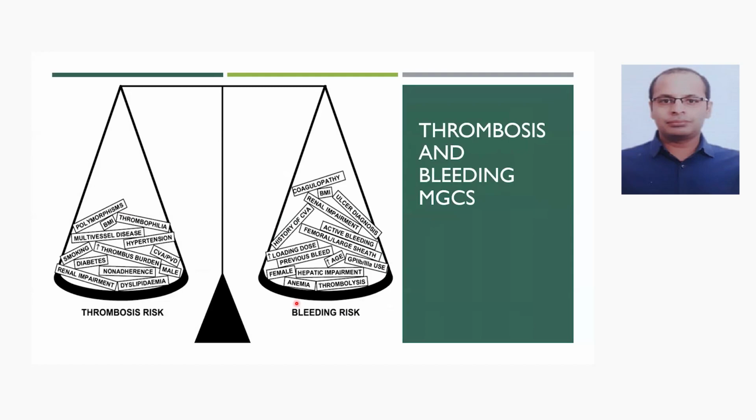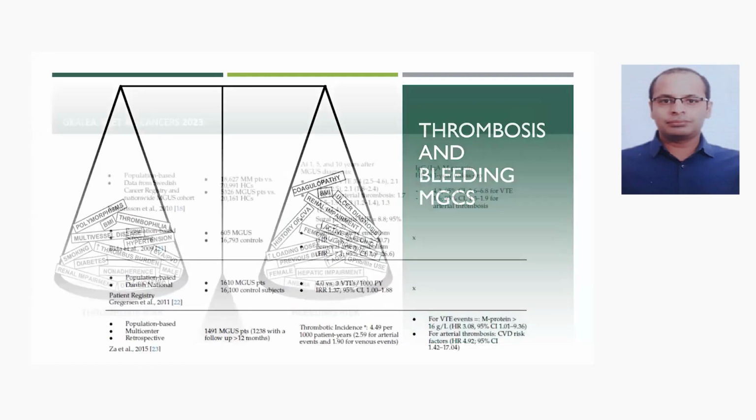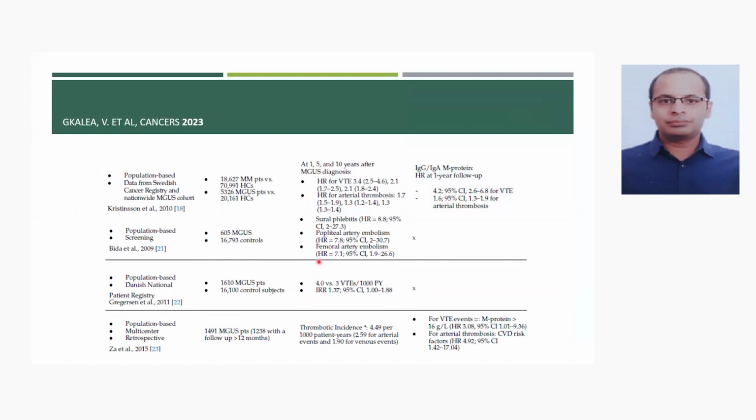Next, other hematological manifestations. There are various population-based studies which have shown that the incidence of thrombosis, both arterial and venous, is slightly higher in MGUS patients. And the larger studies have shown that the hazard ratio can be as high as 7 to 8 in this study, or around 5% in these.